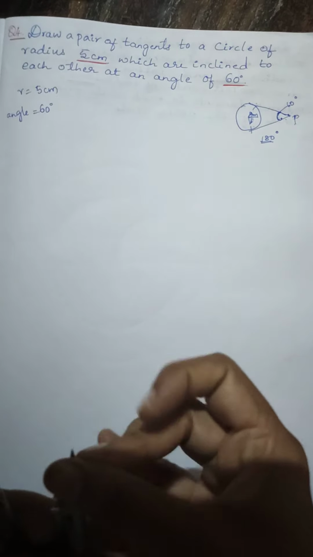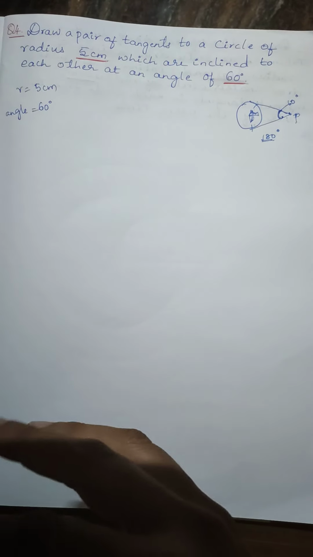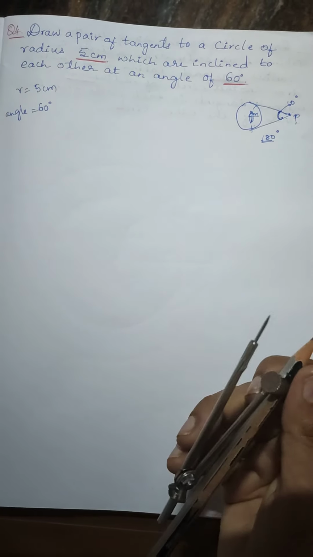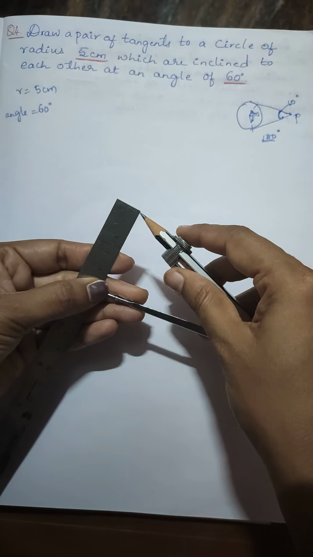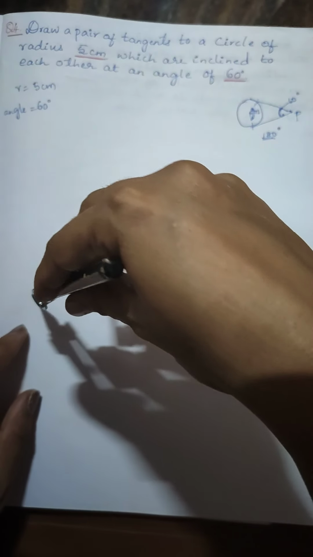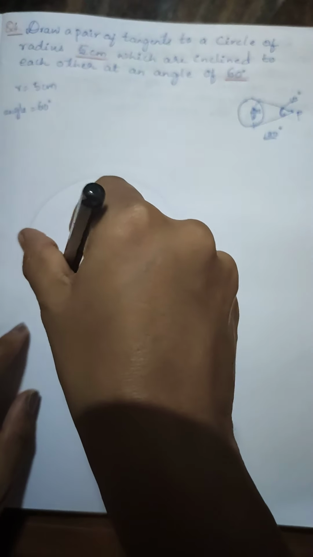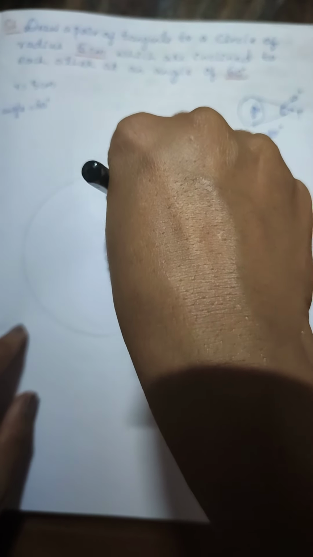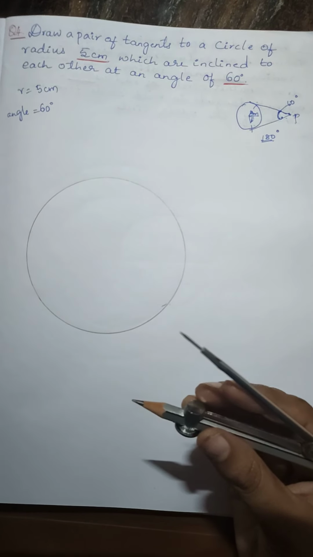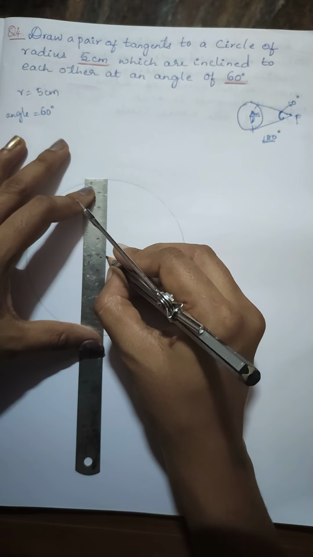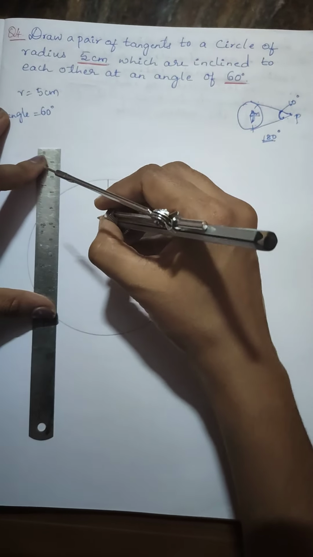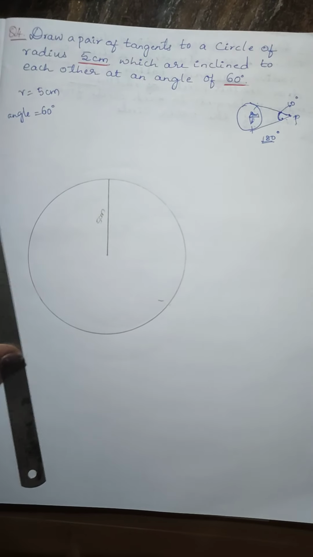So now let us take radius 5 centimeter. Let us draw a circle with 5 centimeter radius. Let us draw this side. Always in this type of question, you draw a radius upwards like this. So this is the 5 centimeter radius.